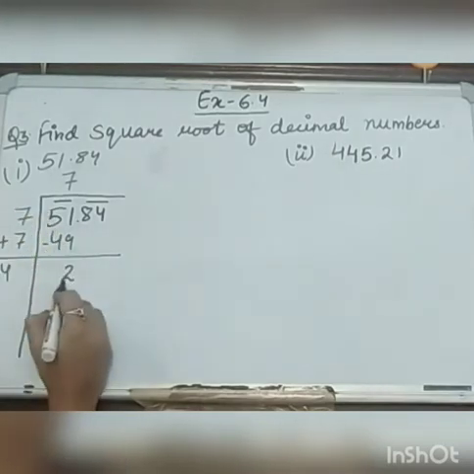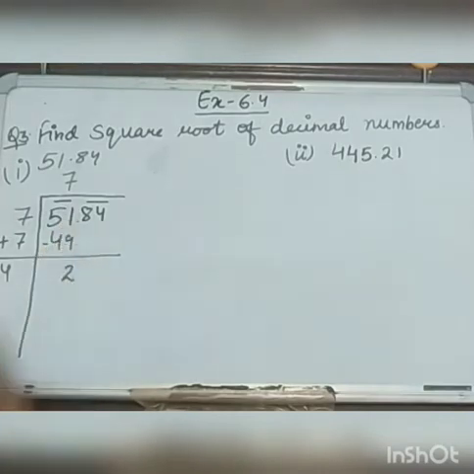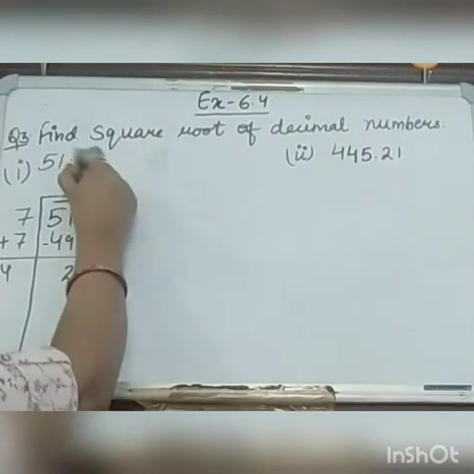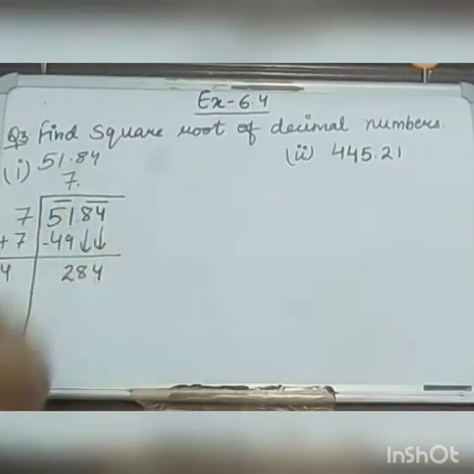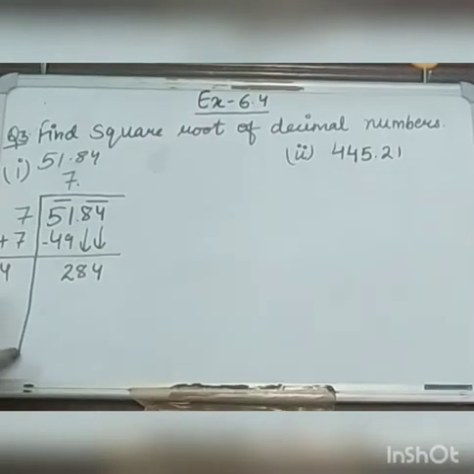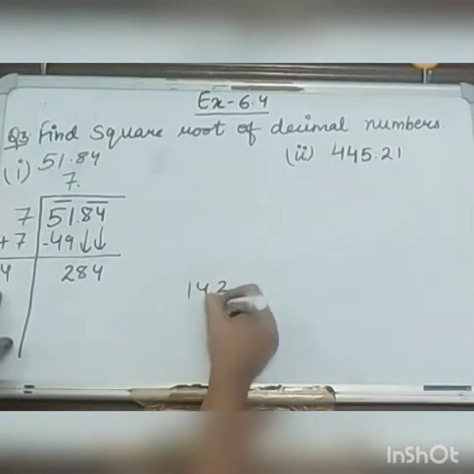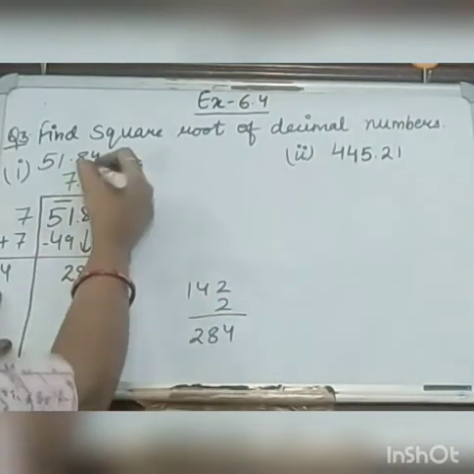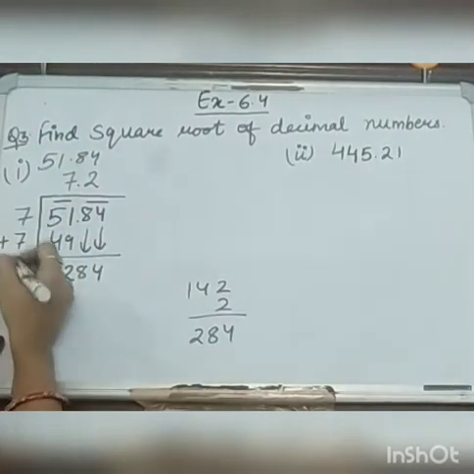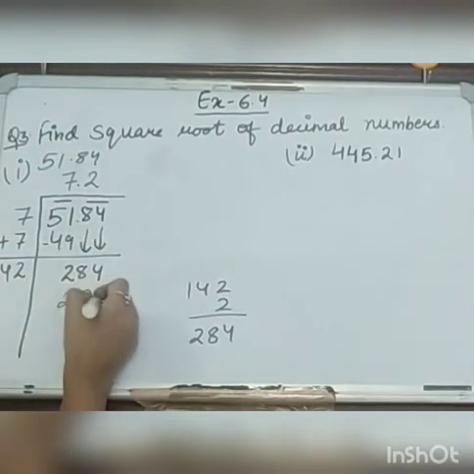Okay, so after subtracting 49 from 51 we get 2, and this decimal we will put here, and 84 we will write here. The whole pair we will write here. Okay, now we will check it with 2. 2 2s are 4, 2 4s are 8, 2 1s are 2. So it is coming 2. With the 2, 284.